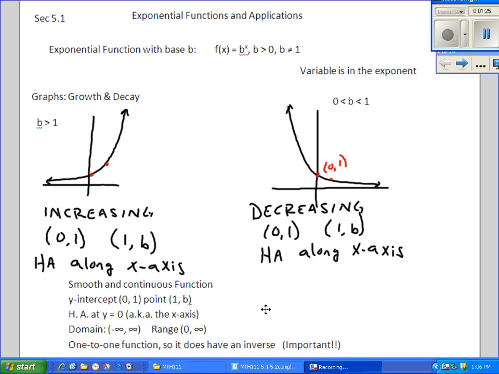So these are going to be smooth and continuous functions. They have the y-intercept at (0, 1), and then an easy-to-find point at (1, b), whatever b might be. Horizontal asymptote at y equals 0. The domain of exponential functions is negative infinity to infinity, all real numbers, whereas the range goes from 0 to infinity, but they never actually reach 0, so we don't include 0 in the range. And these are one-to-one functions, so they will have an inverse, which will be real important for the next section.